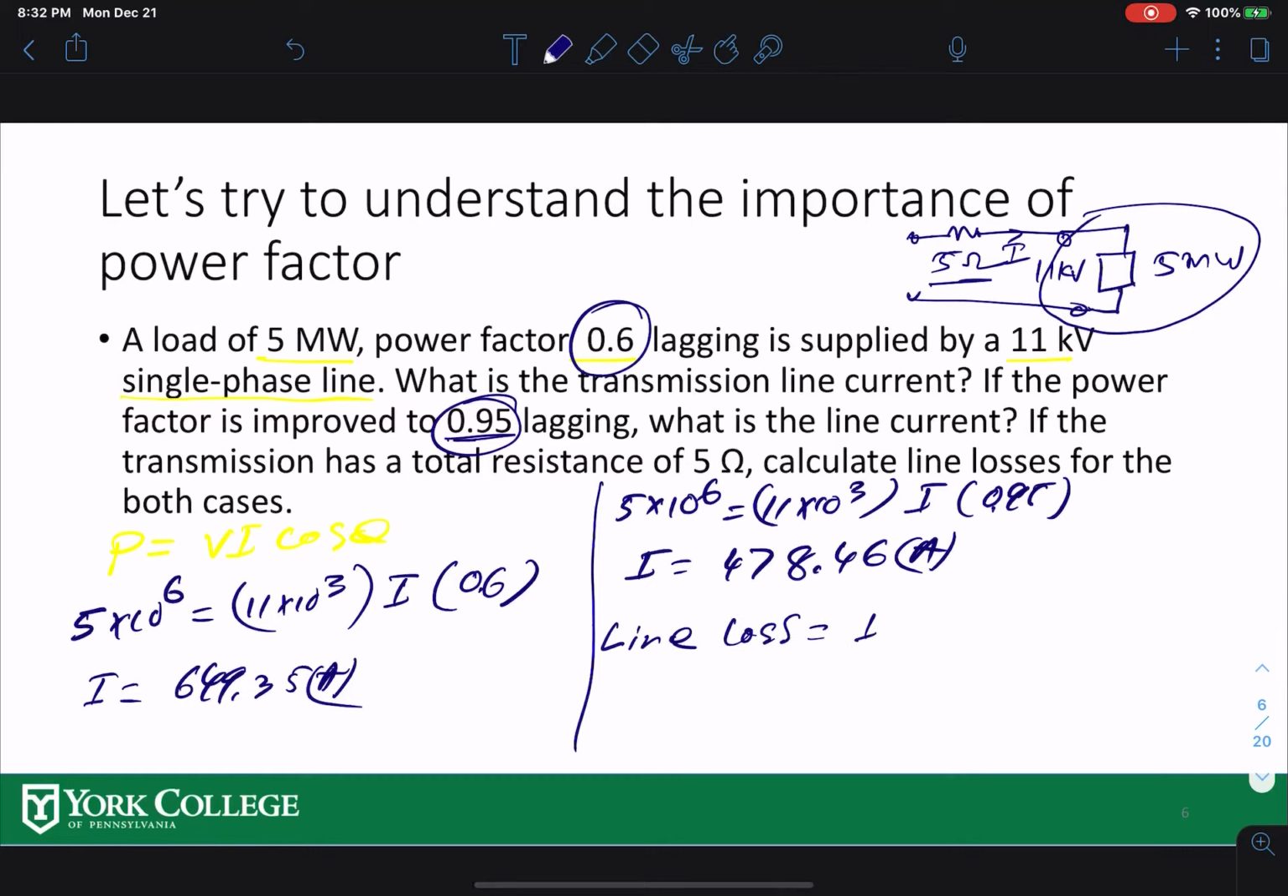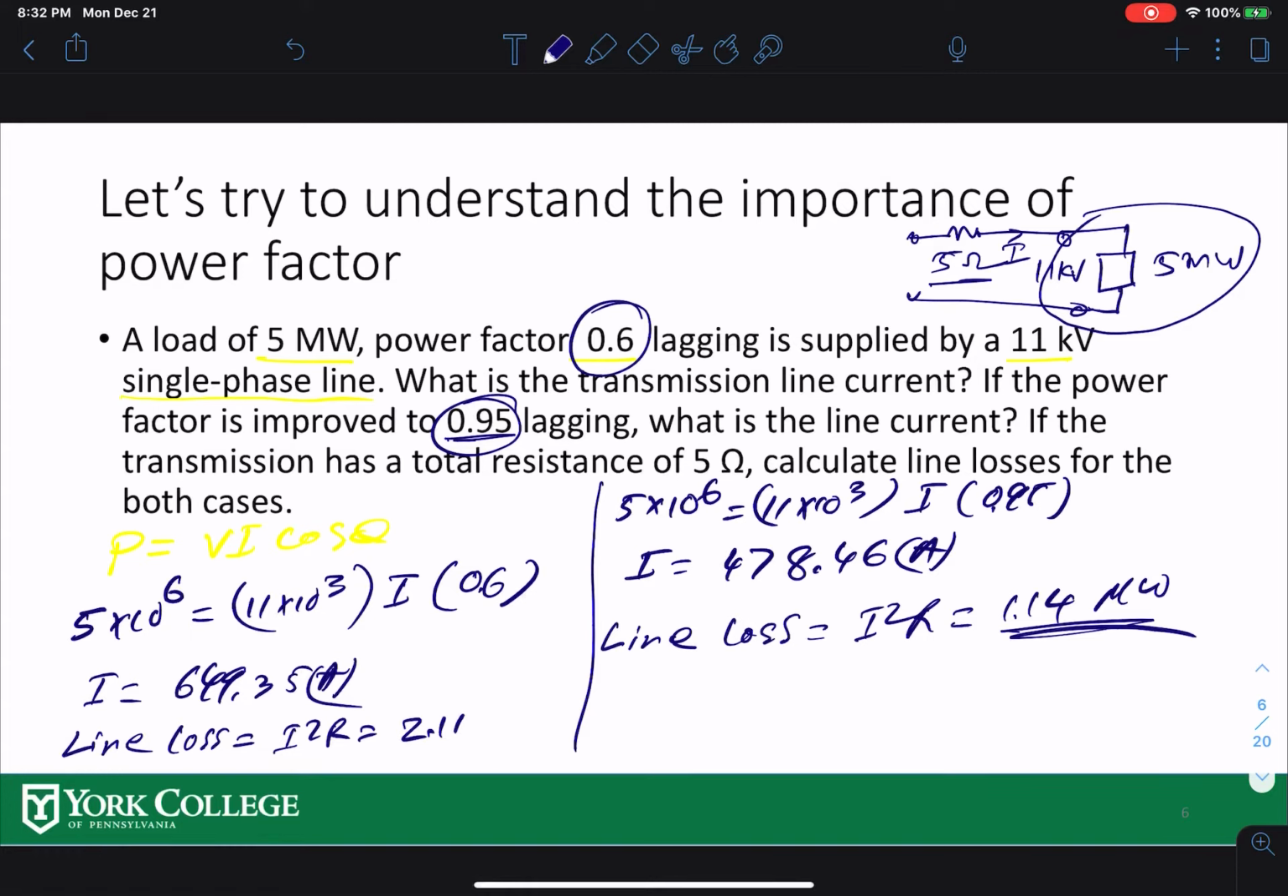The line loss is I squared R, you know this equation. If I do this equation for I squared R, for this one it will be 1.14 megawatt of power lost in the line. And for this one here, I squared R will give you 2.11 megawatt. So look at the loss. This loss almost doubled if you have a low power factor. So with low power factor, loss almost doubles. With high power factor, you're almost saving half of it.